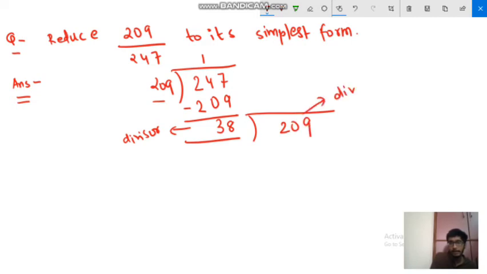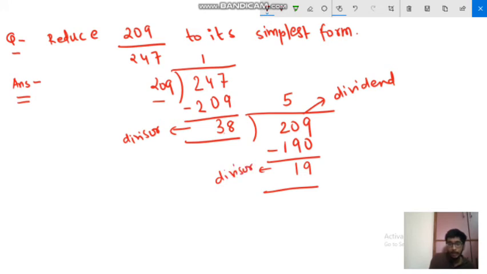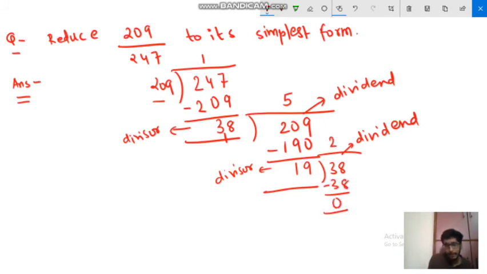So this becomes the dividend now. Okay. Now I will check and I will get 38 times 5 is equal to 190. You will need to do this in rough work. Okay. And my remainder is going to be 19, right, which is again not equal to 0. So this will become my divisor and now 38 will become my dividend, right? I will do this process until I get 0 as the remainder. So 19 times 2 is 38. I got 0 as remainder. So this 19 becomes my HCF.